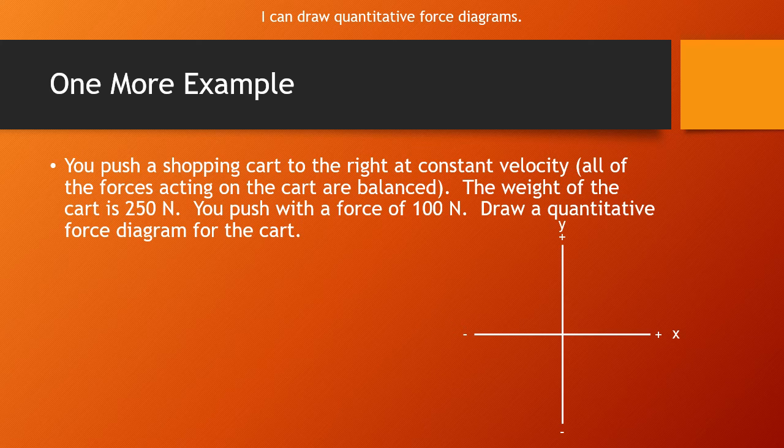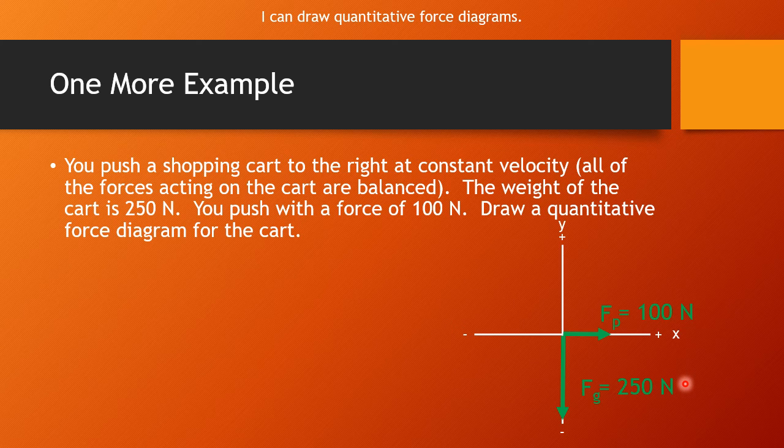Now in this case, we're already given some values for forces. We're told the weight of the cart is 250 newtons. Well, recall weight is the force of gravity. So there's going to be 250 newtons of gravity pulling down on the cart. So I'm just going to go ahead and label that Fg equals 250 newtons. We're also told that we push with a force of 100 newtons. Well, we're told that we are pushing the shopping cart to the right. So I'm going to have a push force, which I will label Fp, equals 100 newtons, and it's going right.